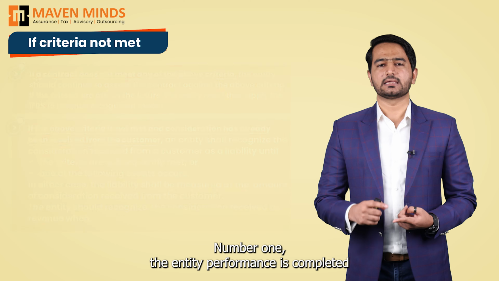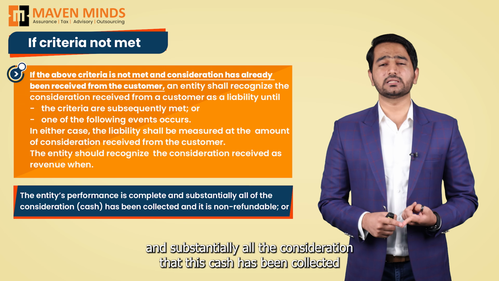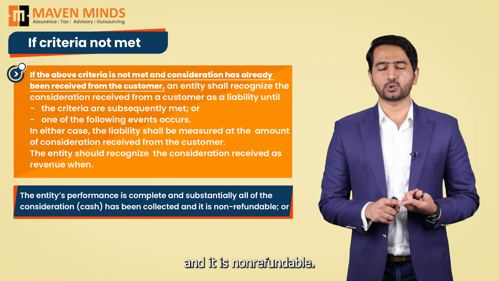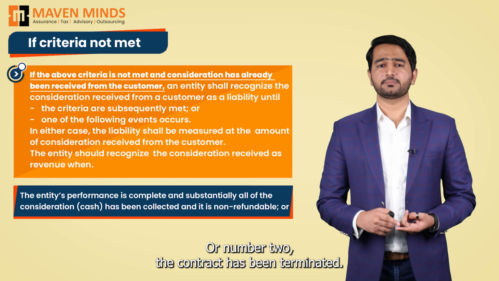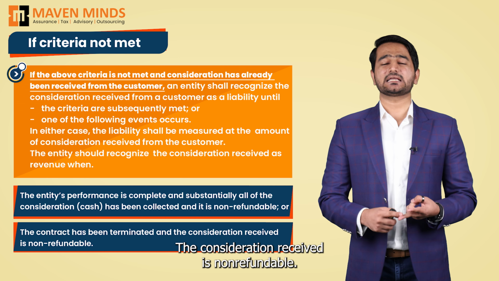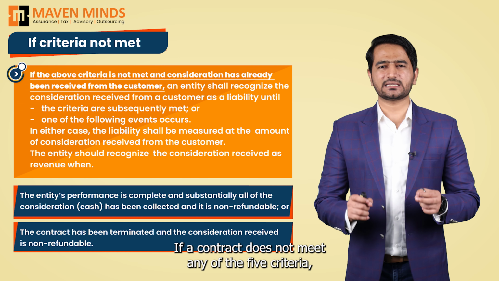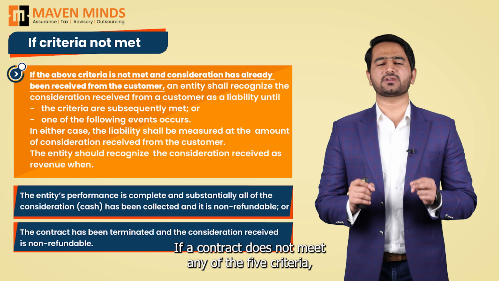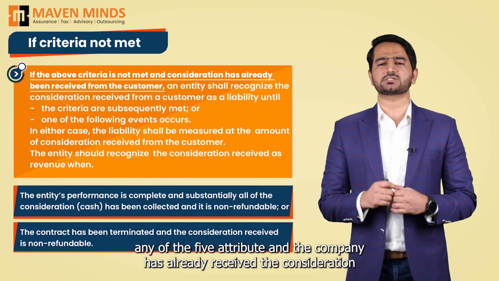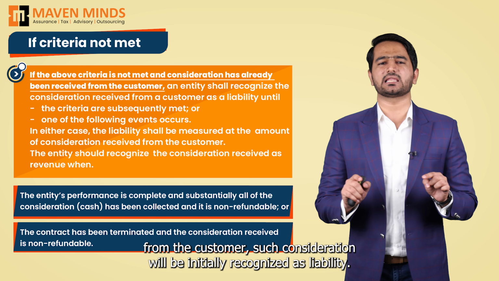Number 1, the entity's performance is completed and substantially all the consideration, that is cash, has been collected and it is non-refundable. Or number 2, the contract has been terminated and the consideration received is non-refundable. If a contract does not meet any of the 5 criteria, any of the 5 attributes, and the company has already received the consideration from the customer, such consideration will be initially recognized as liability.